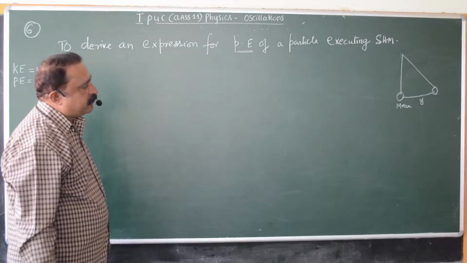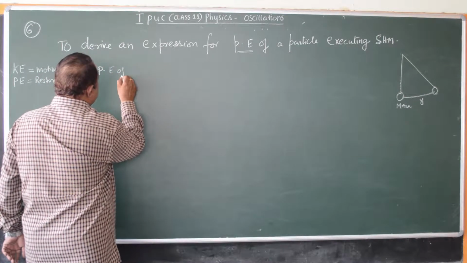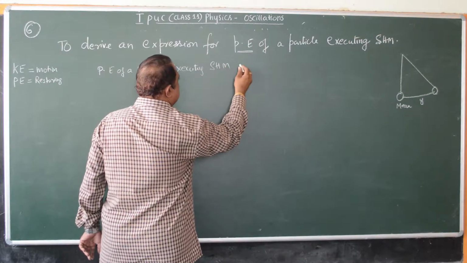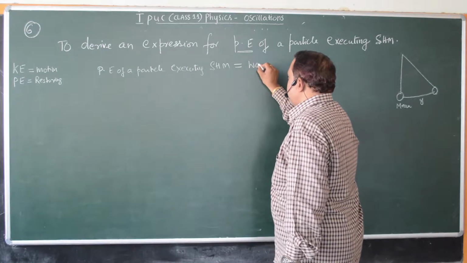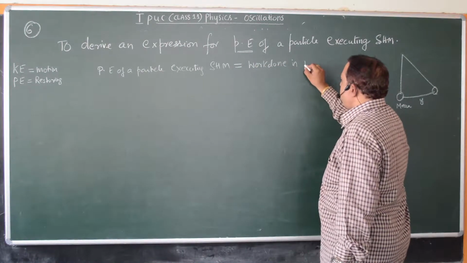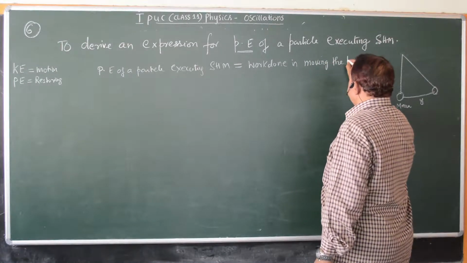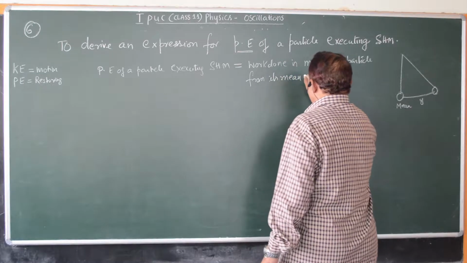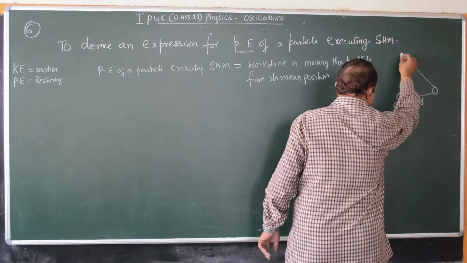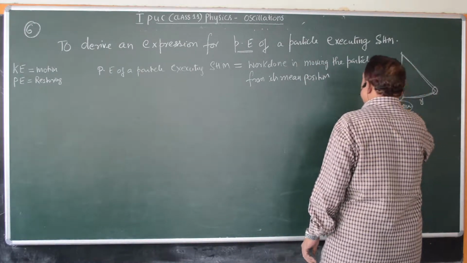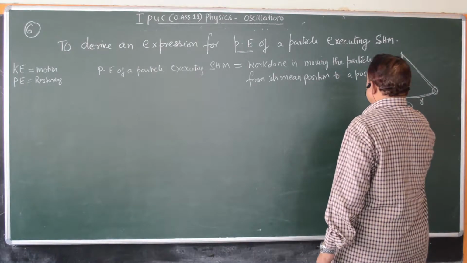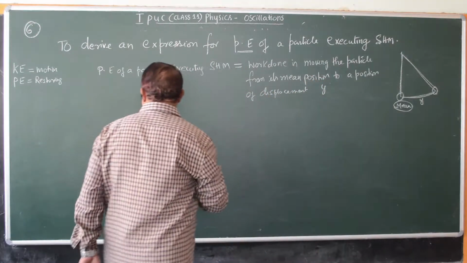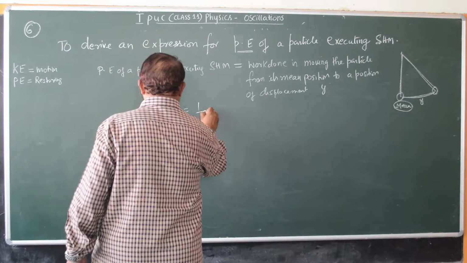So now let's derive an expression for potential energy. Potential energy of a particle executing simple harmonic motion is nothing but the work done in moving the particle from its mean position, say this is the mean position, to a position of displacement y, and this is given by potential energy equal to half k y square.